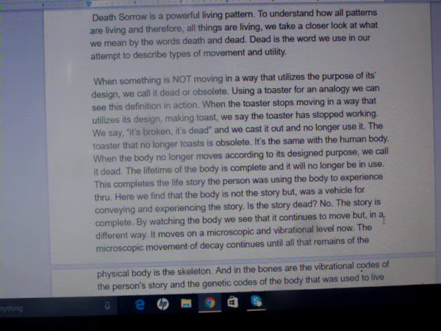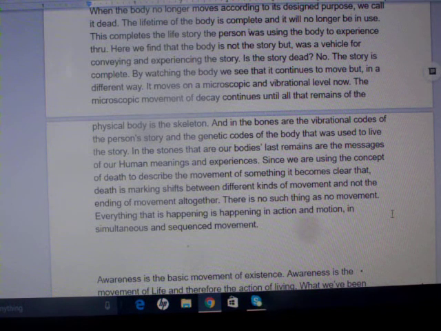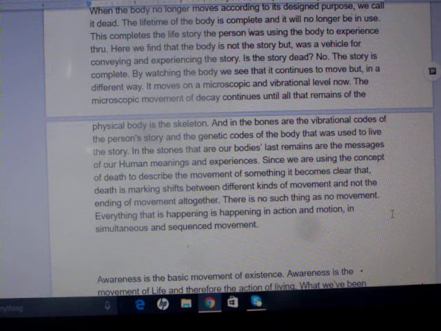Is the story dead? No. The story is complete. By watching the body, we see that it continues to move, but in a different way. It moves on a microscopic and vibrational level now. The microscopic movement of decay continues until all that remains of the physical body is a skeleton. And in the bones are the vibrational codes of the person's story and the genetic codes of the body that was used to live the story. In the stones that are our body's last remains are the messages of our human meanings and experiences.